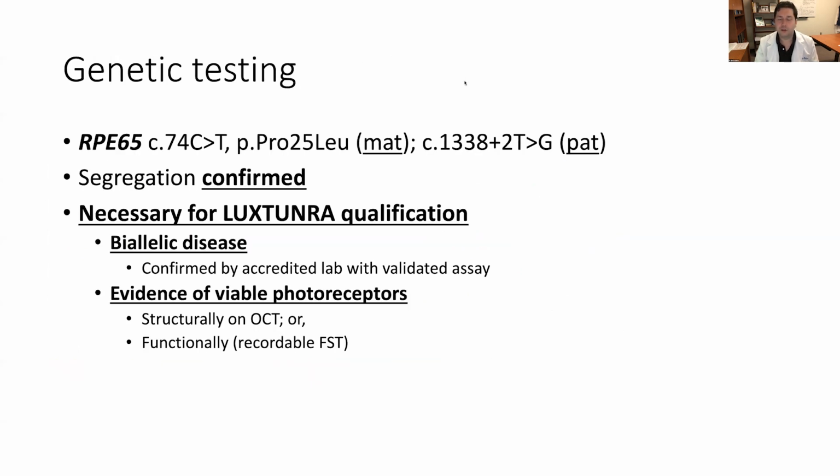Genetic testing revealed 2 misspellings, biallelic misspellings in the RPE65 gene, one inherited from mom and one inherited from her father. Segregation was confirmed by testing the parents, and that's important because there is a gene therapy for this disorder that has been approved and is increasingly available across the world. And having this proof of the genetics, in addition to showing viable retinal cells, is the necessary criteria for Luxturna qualification. And so she would be a wonderful candidate for Luxturna based on just a simple clinical examination and verifying the phenotype and the genotype.